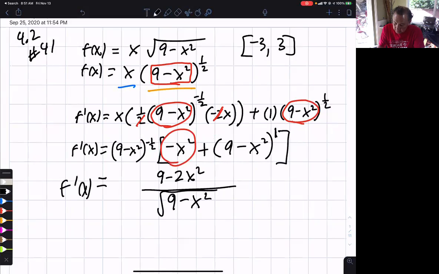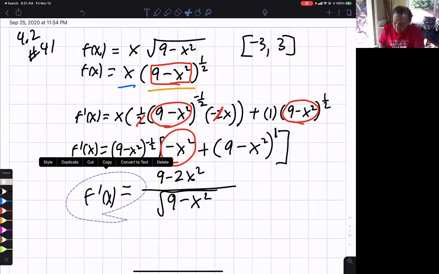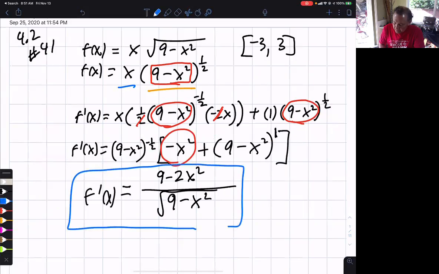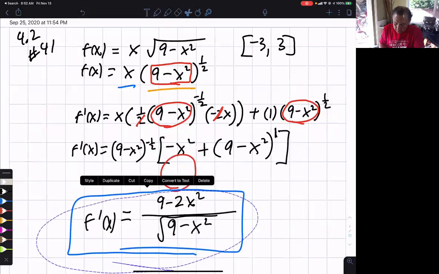And let me box that in blue. You know what? I'm going to shove this over here. I love how that happens. It's so beautiful. There is my derivative. I'm going to show you another way to factor this. And I think some of you will like it better.